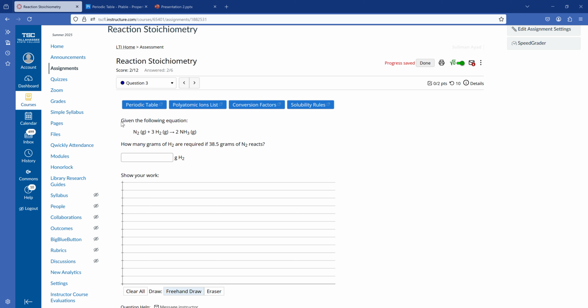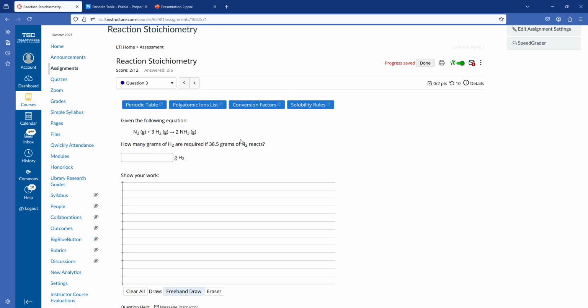In this next problem, given the following equation, we have nitrogen gas plus 3 hydrogen gas yields 2 ammonia gas. NH3 is the common name for ammonia. Not all of the pieces of information given to you in these homework problems is going to be necessary for you to complete the question. Certainly, a chemist would find it very helpful to know that a substance is a gas, liquid, or solid, but when it comes to measuring the quantities used and calculating how much can be produced or required, the state of matter is kind of a red herring.